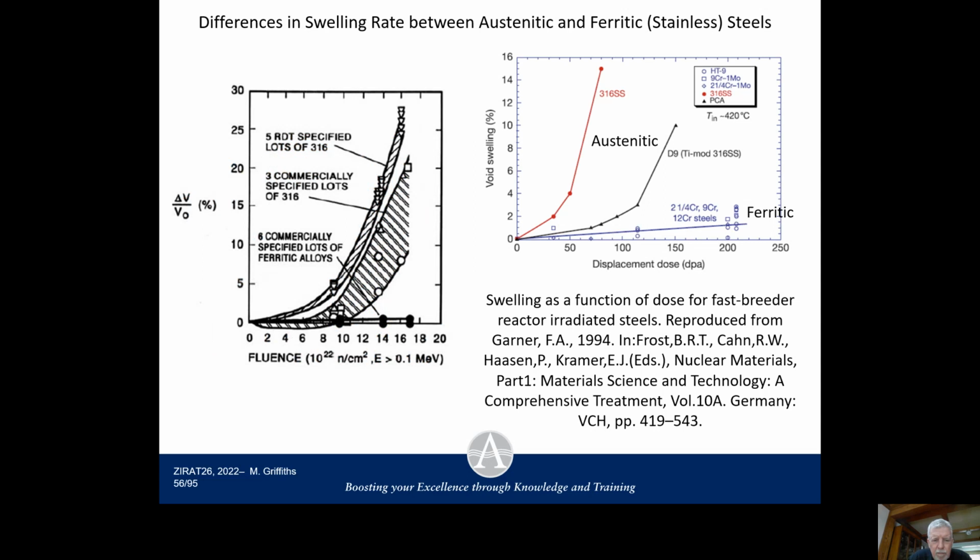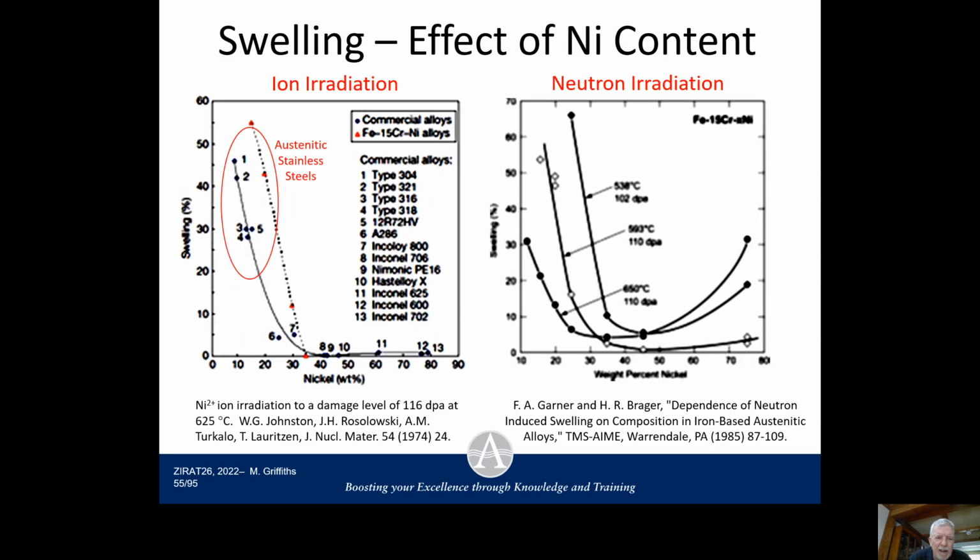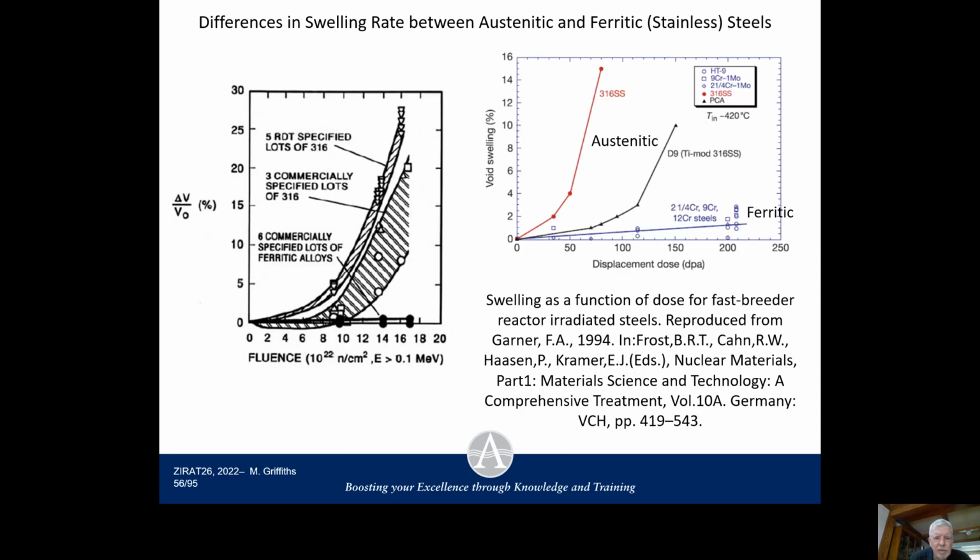So one thing which is pretty well established now is that ferritic steels are less prone to swelling than austenitic steel. So we saw there how the austenitics are right up there. And having higher nickel content helps for an austenitic alloy. But what about at low nickel contents and a ferritic steel? Well, you also have low swelling in this particular case.